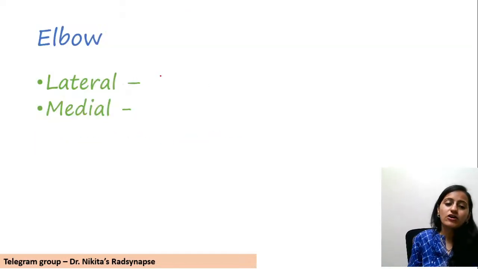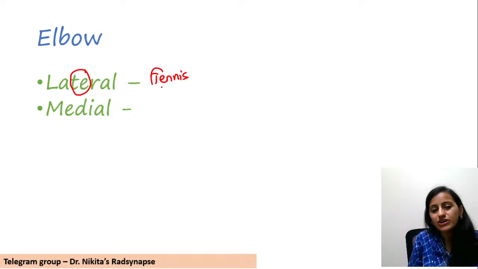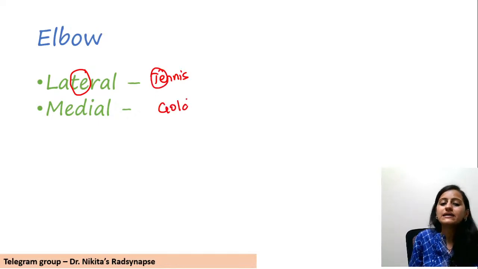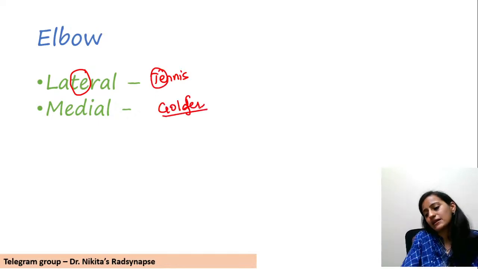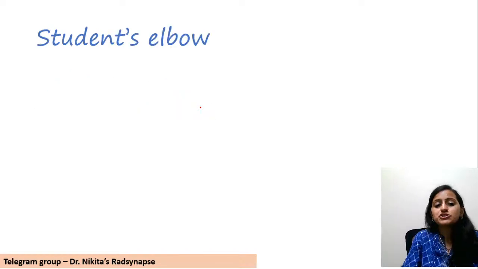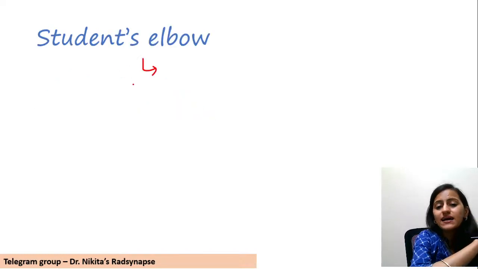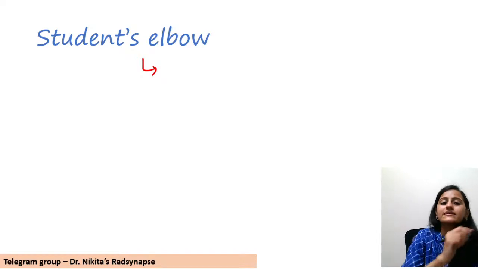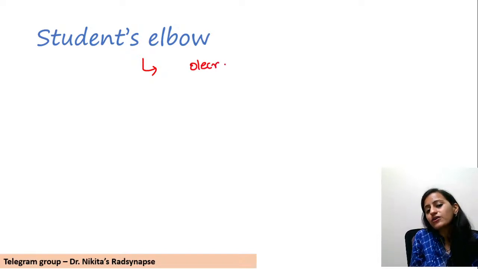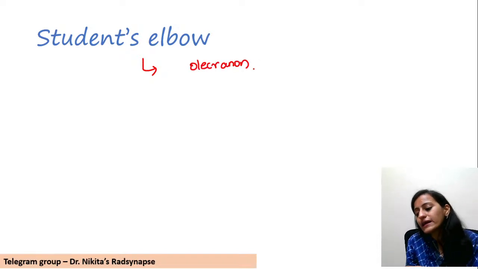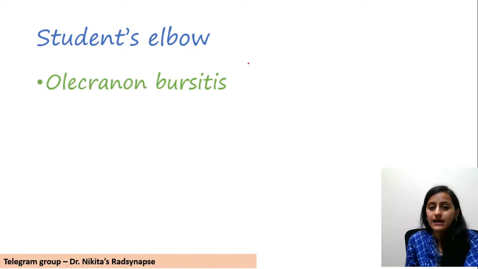Elbow we have already seen. Remember, lateral is your tennis elbow and medial is your golfer's elbow. Student's elbow, what is the student's elbow basically? The student keeps the elbow on the desk all the time while writing. The olecranon is present behind. That is your olecranon bursitis, student's elbow.